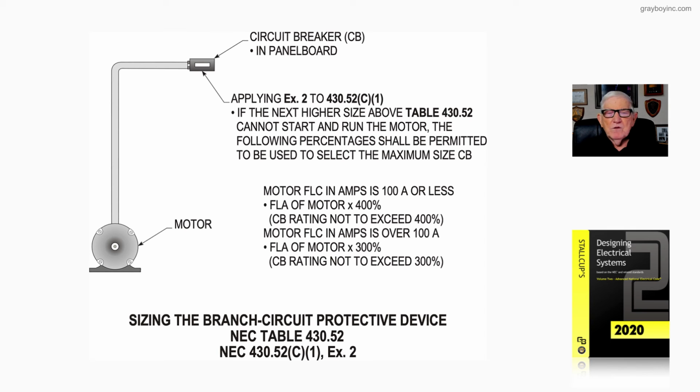And then we get down to the inverse time circuit breaker. The rating of an inverse time circuit breaker shall be permitted to be increased, but shall not exceed 400% where the full load current of the motor is 100 amps or less, or 300% where the full load current of the motor is over 100 amps. No exception there when you apply the 400% or 300% to round up to the next size. And that's what this illustration 18-15 is illustrating.